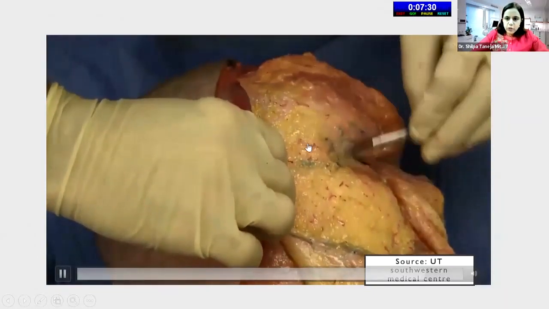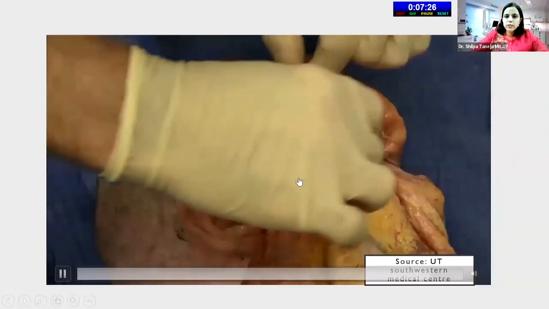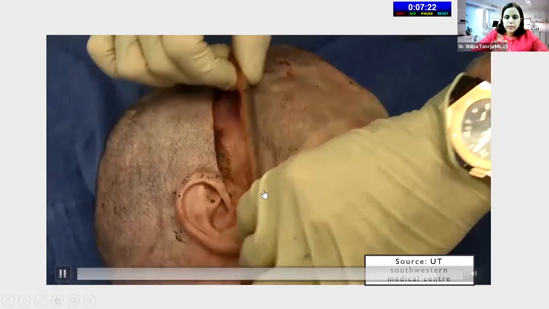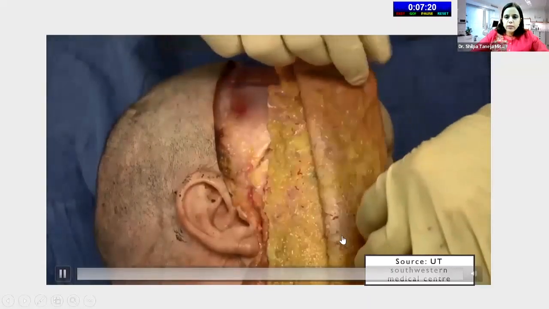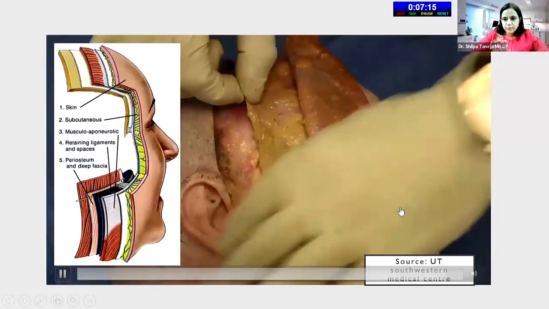Inject superficially between skin, this fold, and superficial fascia, that is the superficial temporoparietal fascia. That is the safest zone in the temporal area to inject fillers.